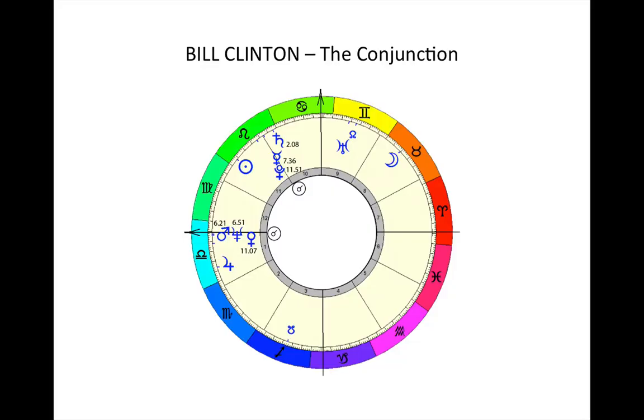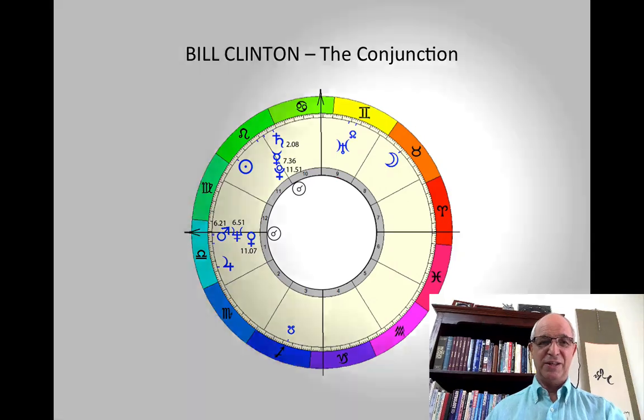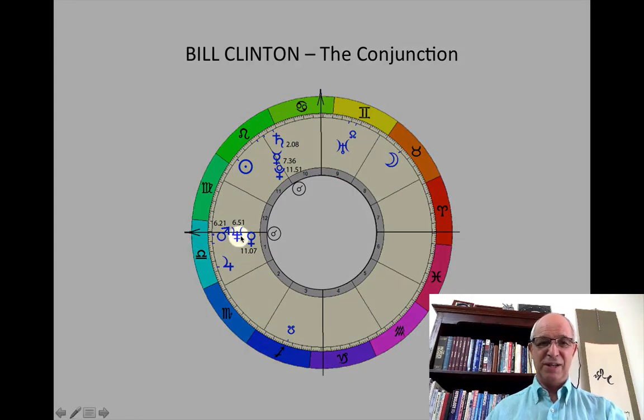Yes, Bill Clinton. Always like Bill Clinton because it's a great example of how astrology works. What I wanted to look at first is the way the conjunction works in Bill Clinton's horoscope. So basically, you can see here that he's got Mars and Neptune and Venus in conjunction. Jupiter's a bit too far away to be considered in conjunction. The orb is too big.